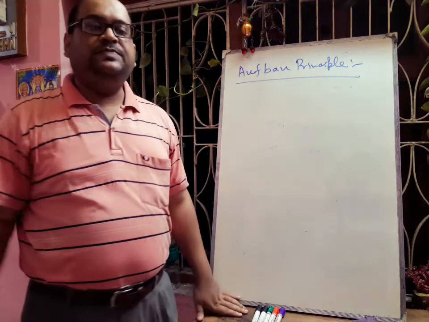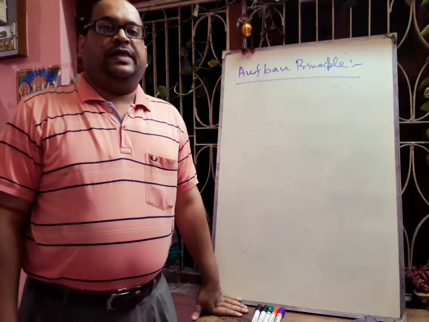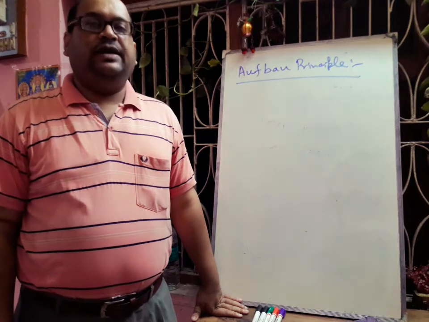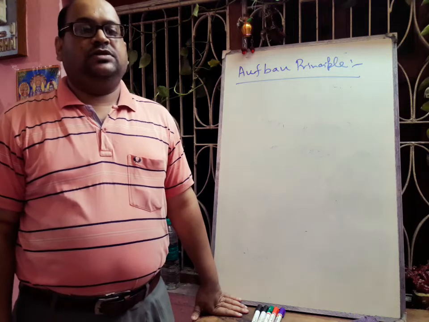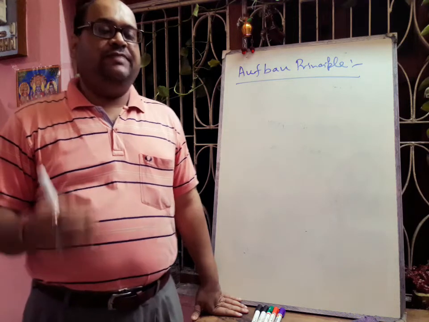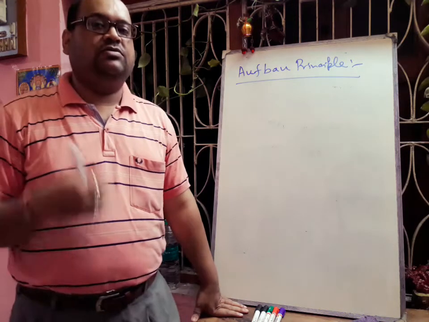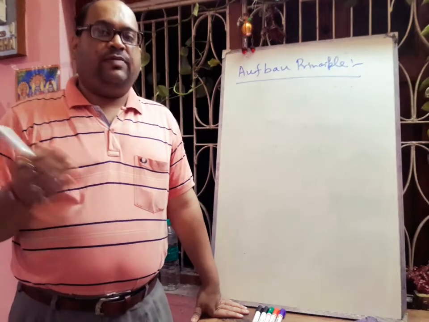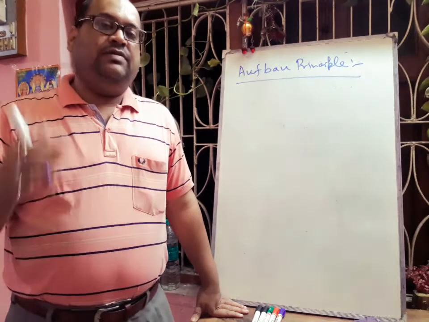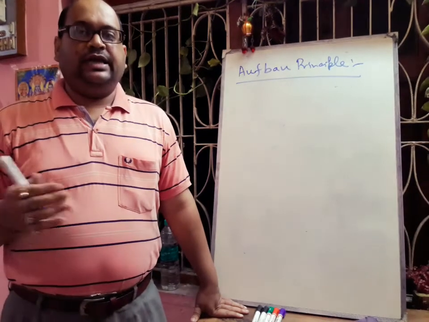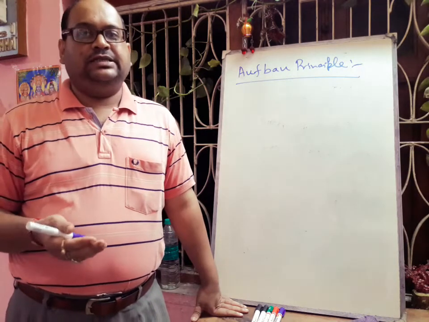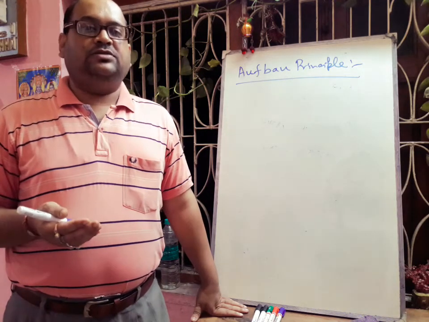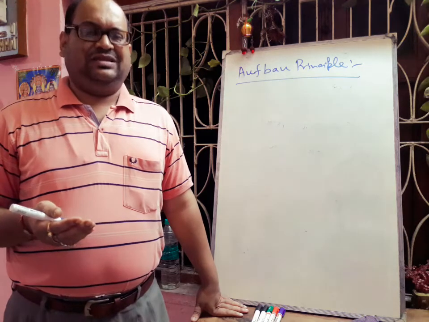Now according to this principle, the Aufbau principle, the electrons are filled in various orbitals in order of their increasing energy. So the lower energy orbital will be filled first by electrons, then we will go to the higher energy. Thus an orbital with the lowest energy will be filled first. Then the energy of two subshells can be compared by means of the n plus l rule.